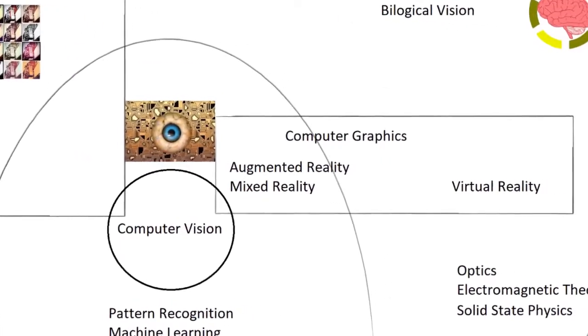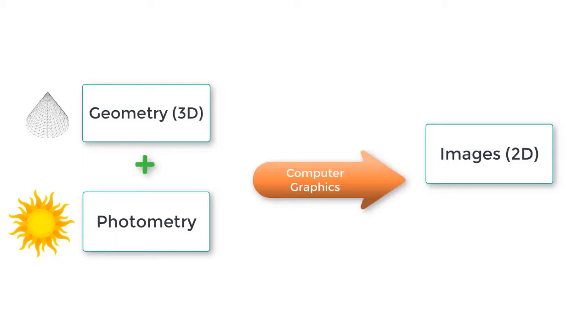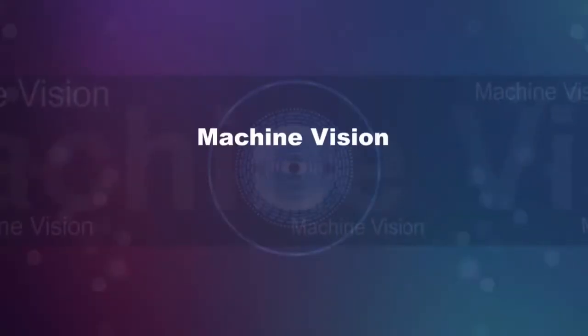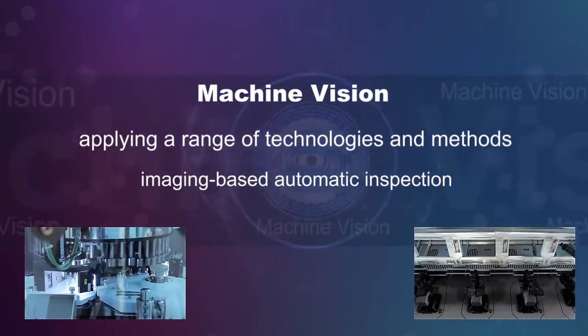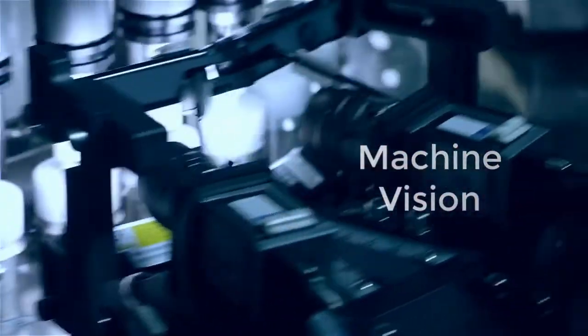Computer vision has an overlap with the field of computer graphics as well. Computer graphics studies the techniques that produce image data from 3D models, whereas computer vision works to produce 3D models from image data. Which of these two problems is the most difficult to solve? Machine vision is the process of applying a range of technologies and methods to provide imaging-based automatic inspection, process control, and robot guidance in industrial applications. The external conditions such as lighting are often more controlled in machine vision than they are in general computer vision. This can enable the development of a special class of vision algorithms.